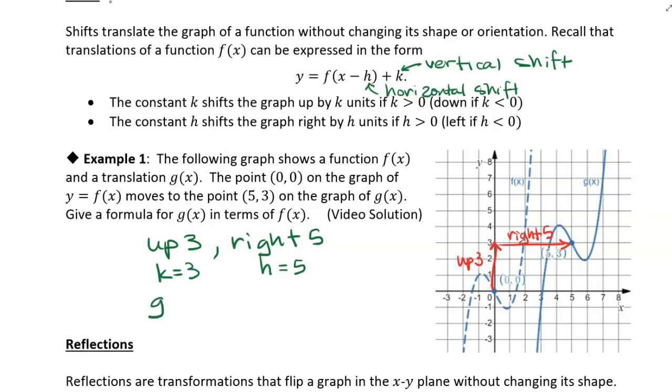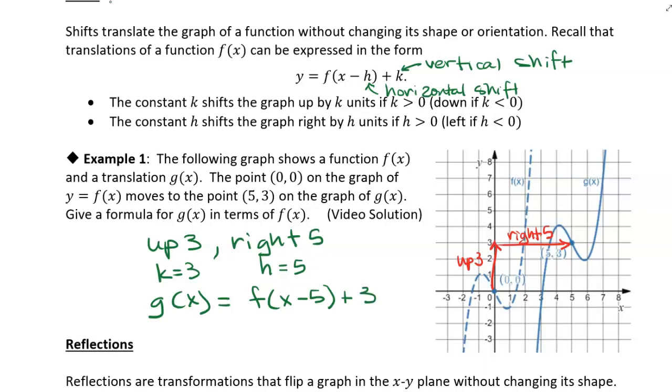So we can write g of x is equal to f of x shifted to the right by 5, so that's a minus 5. Remember, it's a little counterintuitive. H is 5, but there's a minus in the formula up there. And then we're adding 3 to the output of that, so shifting it up by 3. So that's the answer right there.